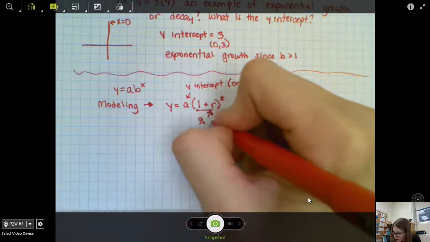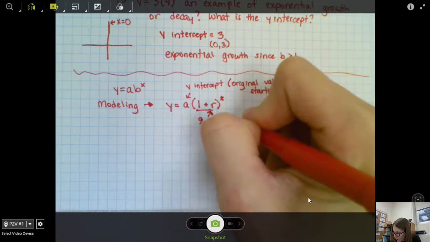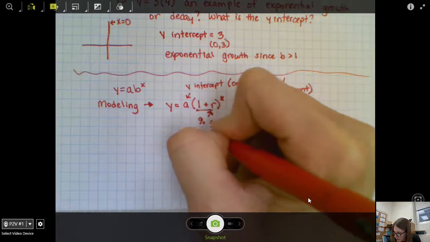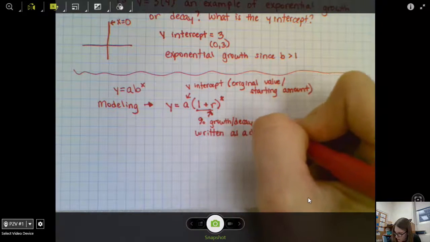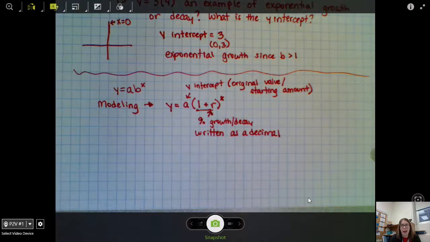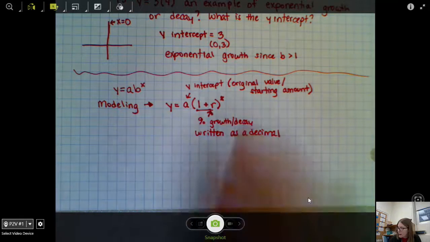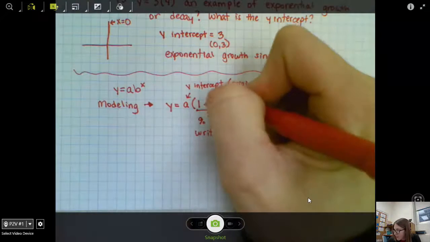But that percentage is always written as a decimal. So if, for example, we had a 10% growth, we would have r as, well, 10% is 0.1. So the r would be 0.1 in that case. If we have an exponential decay, r would be negative, and so on. And I guess one more thing, x is usually talking about time.